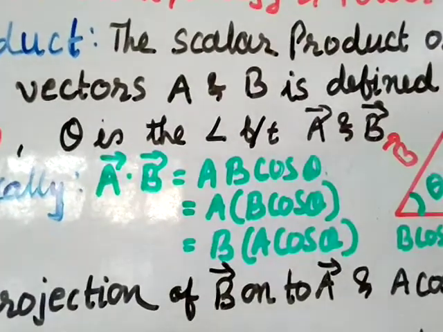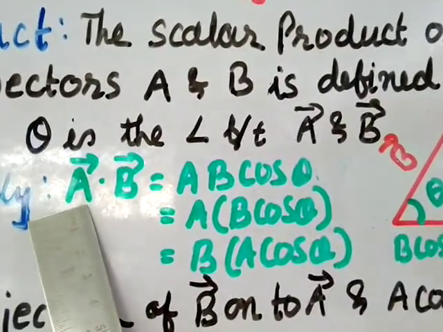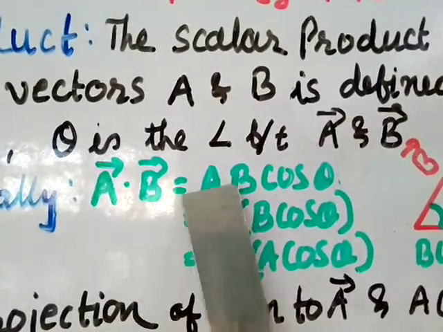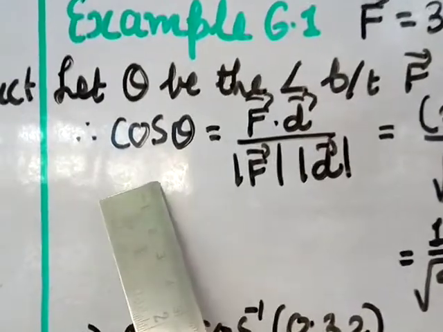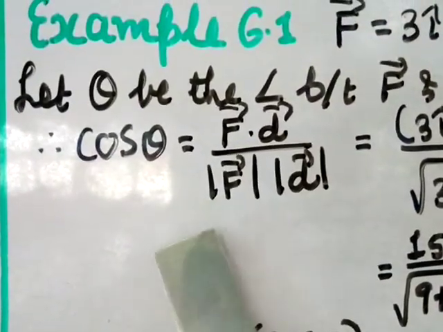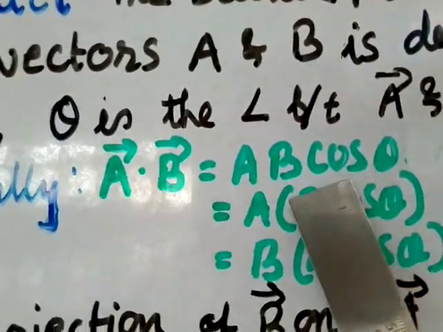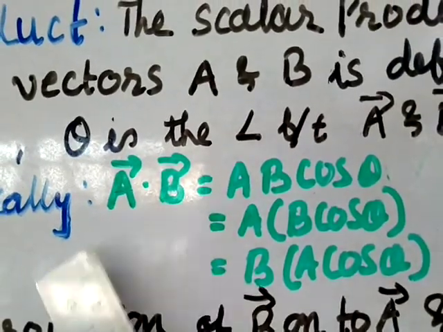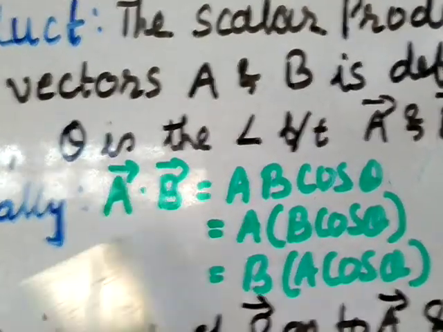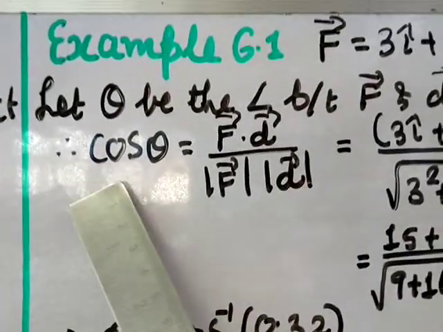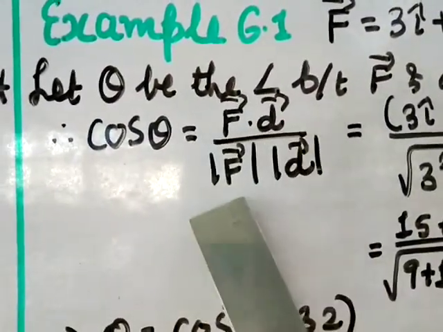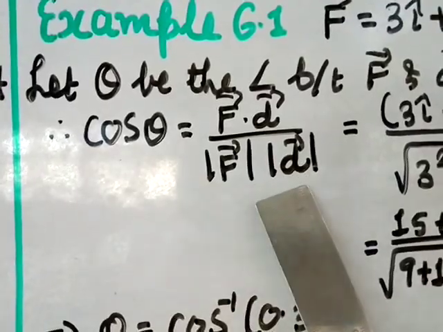Now I gave you the formula: A dot B equals AB cos theta. From here, cos theta will be vector A dot vector B divided by A into B. That is what I am using here. So cos theta is equal to F dot D divided by magnitude of F into magnitude of D. Okay, A dot B equals AB cos theta, so cos theta equals vector A dot vector B divided by magnitude of A into magnitude of B. The same thing is written here: cos theta equals vector F dot vector D divided by magnitude of F into magnitude of D.